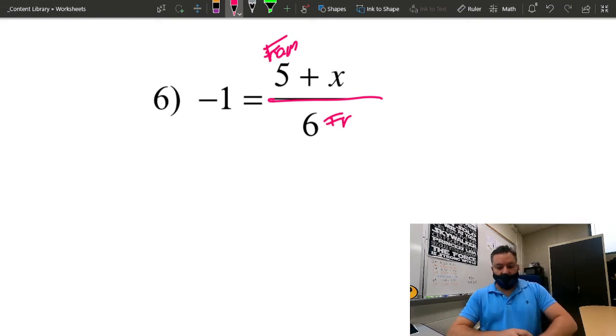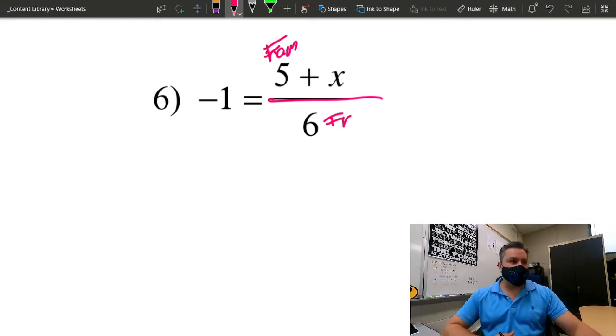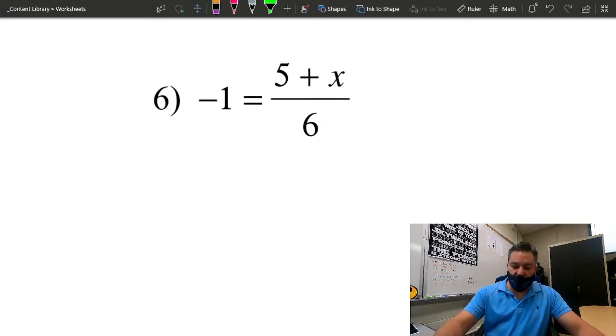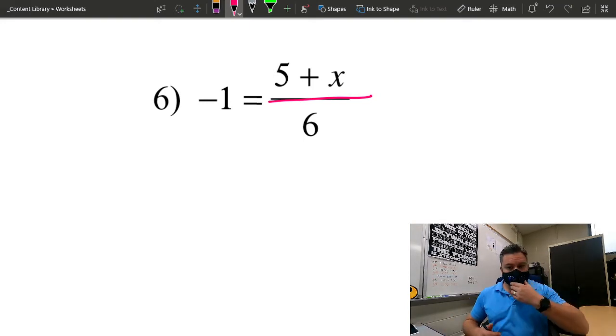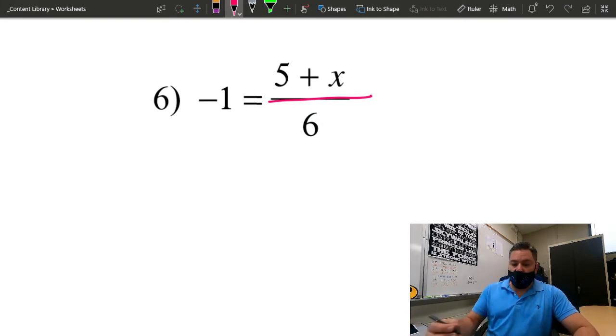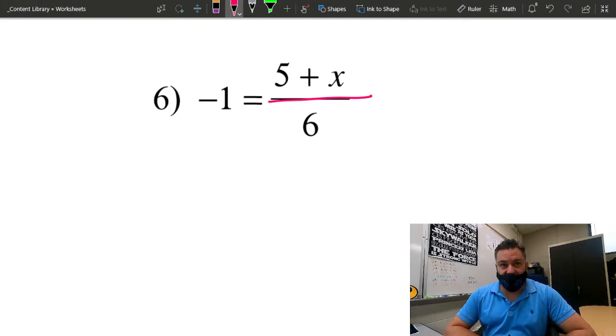Because 6 is farther away from x in this case. Now, if we look at the 6, what is the 6 doing? What operation is happening over here? It's dividing. So how do we undo a division? We multiply, right? So what do we have to multiply by in this case?